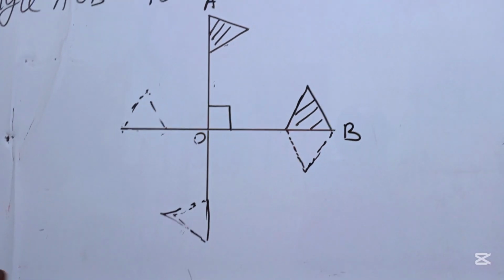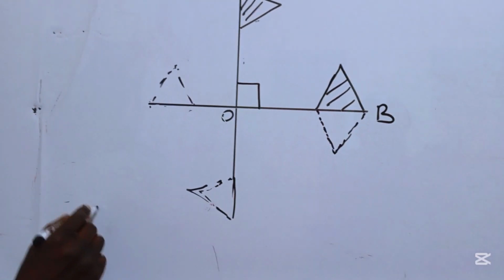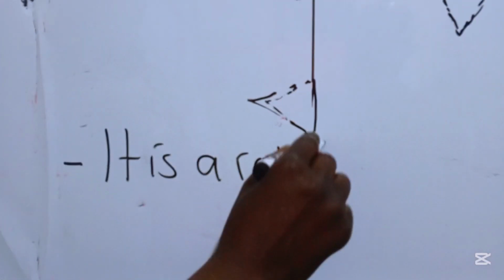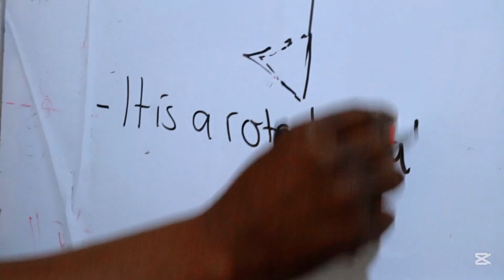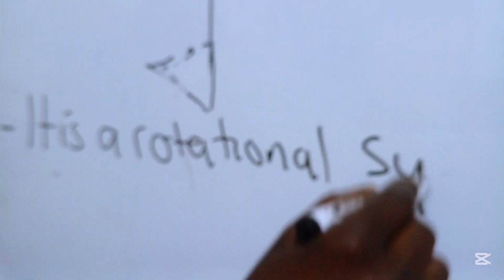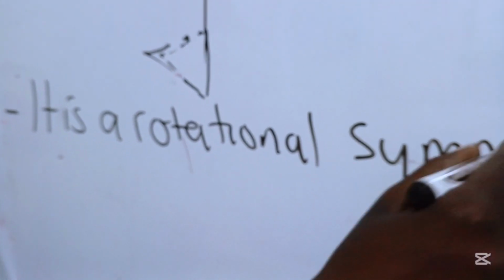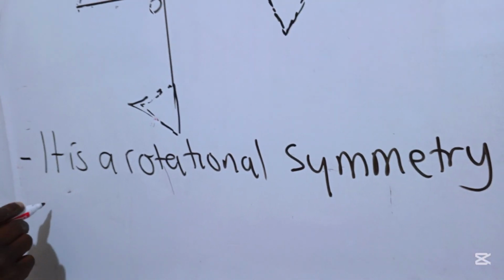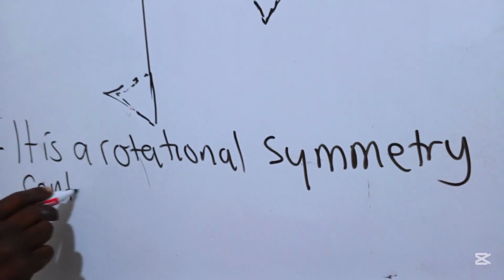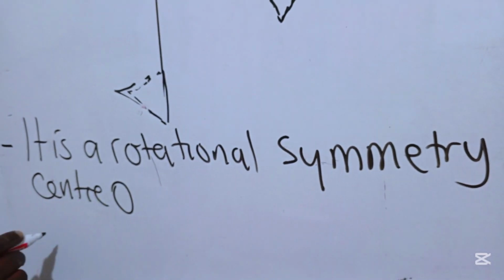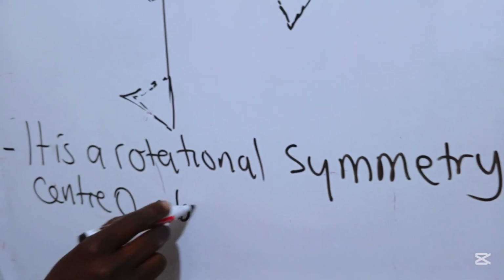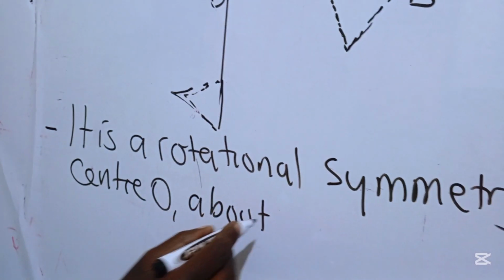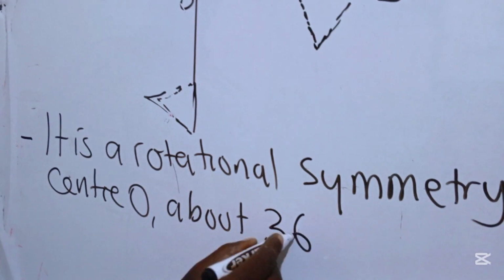So number one, how do we answer this one? I've told you. It is a rotational symmetry. It is a rotational symmetry. Center, you have to acknowledge the center, about the center. For it to fit where it came from, to fit exactly, you have seen that it rotated 360 degrees for it to come back.